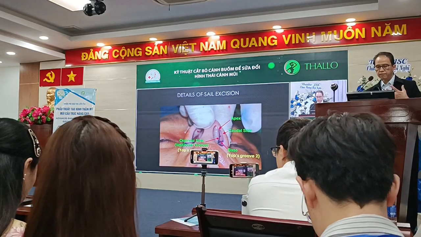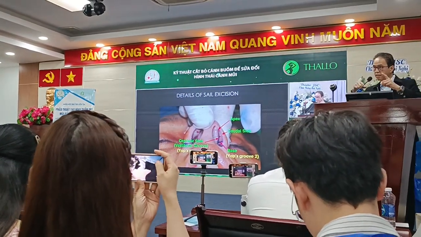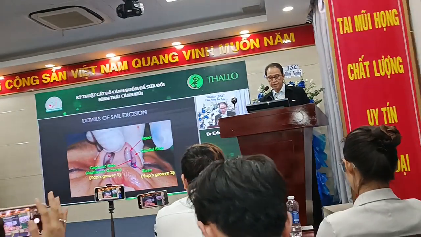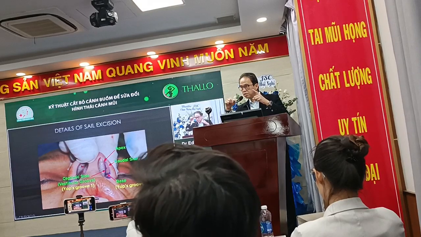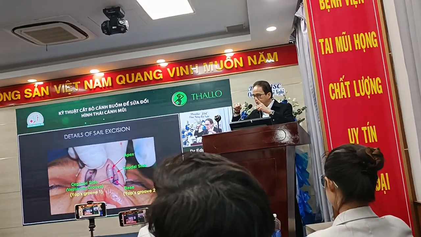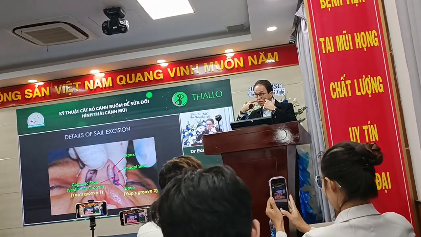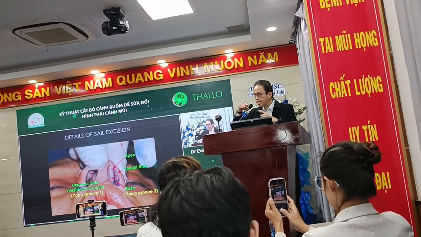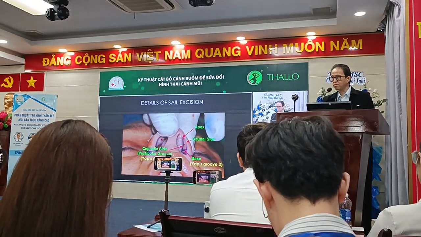So my way of doing this is through a sail excision, a sail from a sailboat, and the way I do it is an elliptical excision. Previously it was shaped like a triangle, but now it is actually an extended triangle that goes down to the inferior posterior. Therefore, it is like an elliptical excision. There are some landmarks to follow.